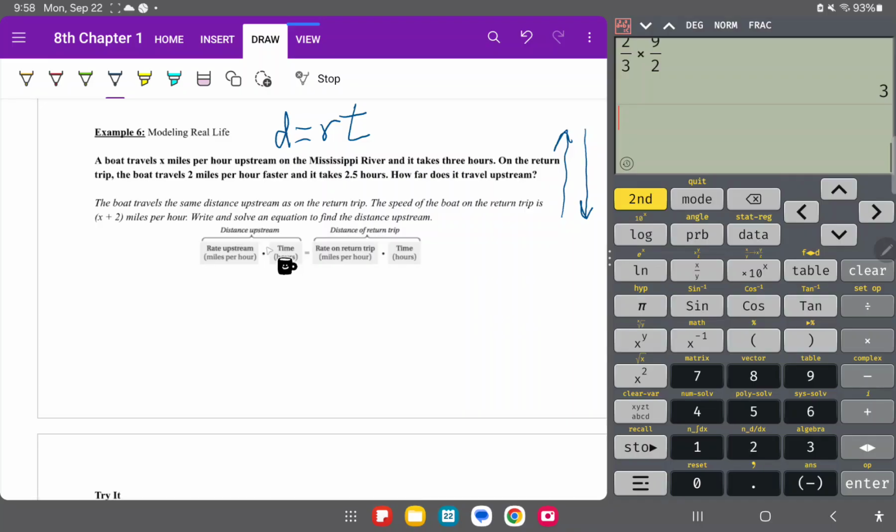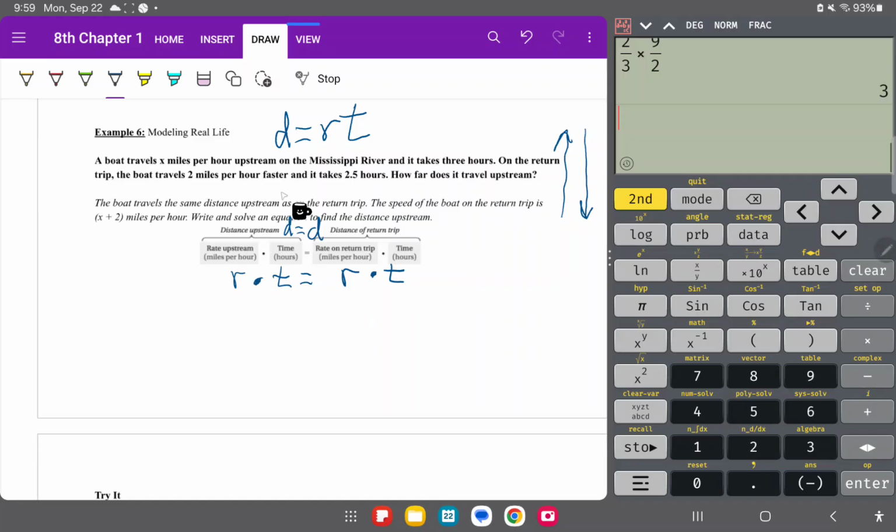So in this case, notice that they have this set up so that the distance of one is equal to the distance of the other. So the rate times the time for the upstream trip is the same as the rate times the time of the downstream trip. Now, the rate and the time changed, but this is still going to set it up to be equal.